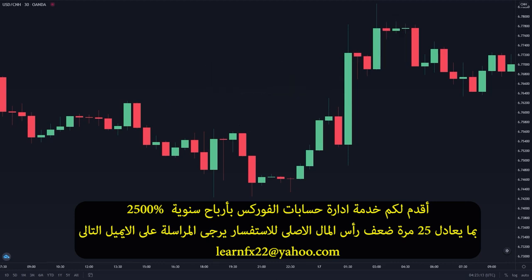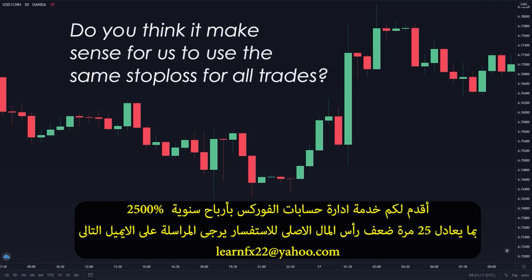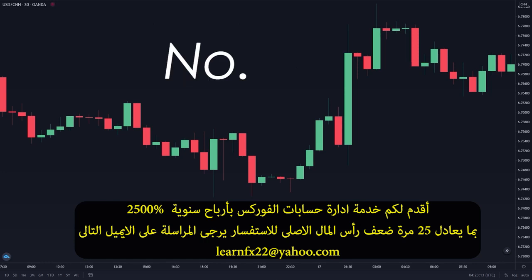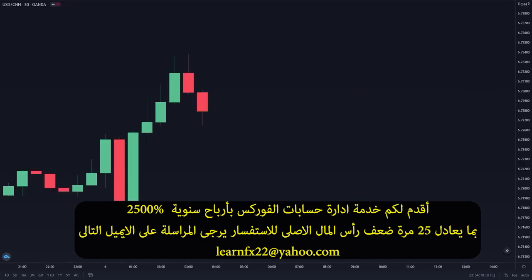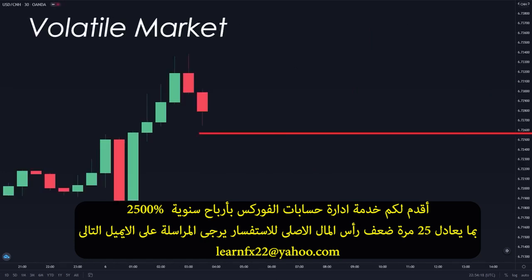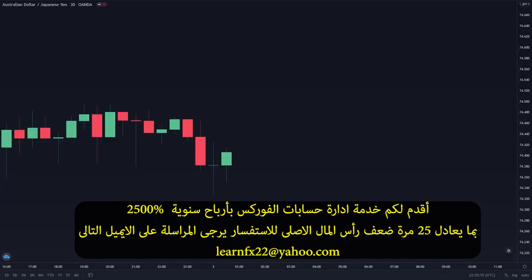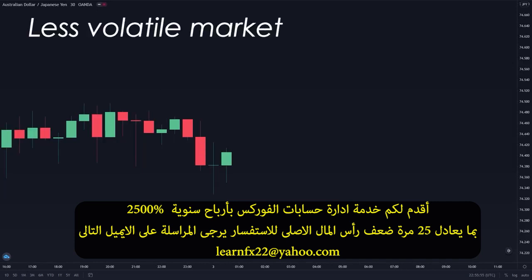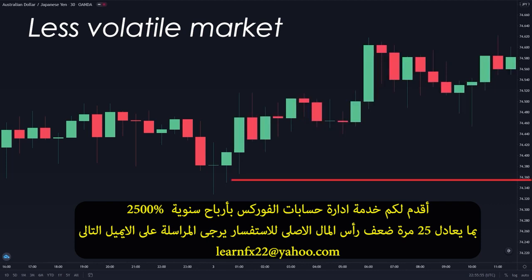So knowing that different markets have different levels of volatility, do you think it makes sense for us to use the same stop loss for all of them? Of course not, because if a market is more volatile and you put a small stop loss, 9 times out of 10 it will most likely get hit. But if the market is calm and less volatile, a smaller stop loss would make much more sense.